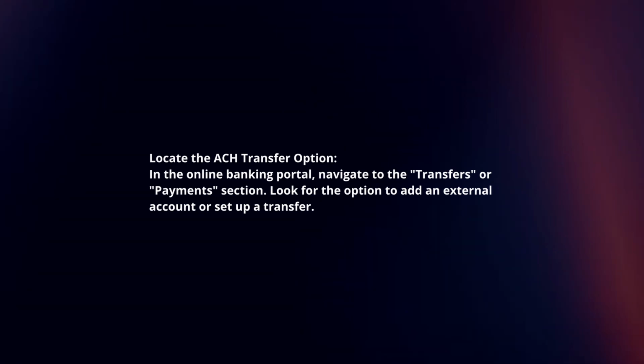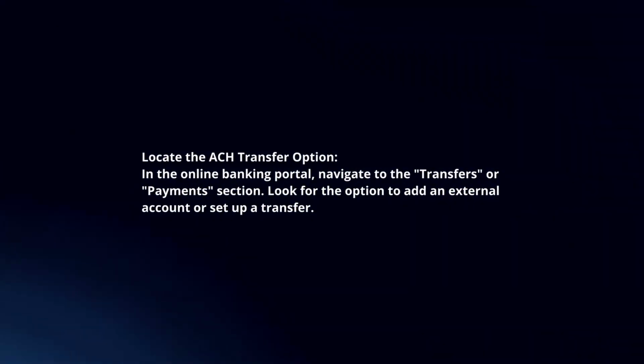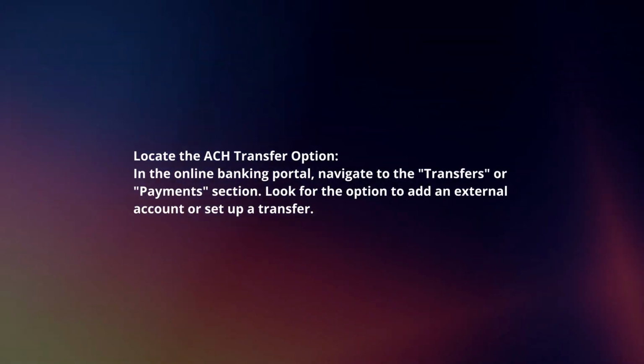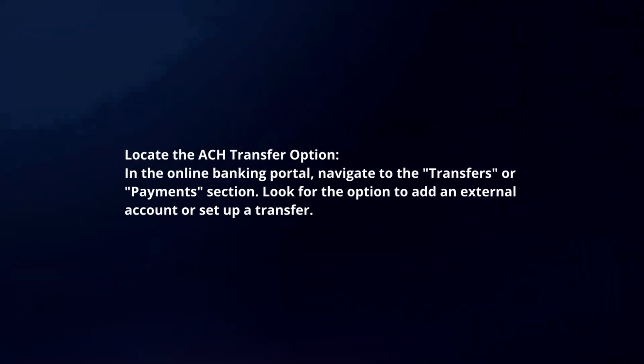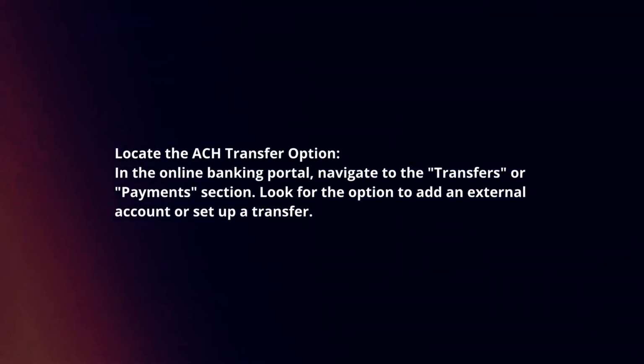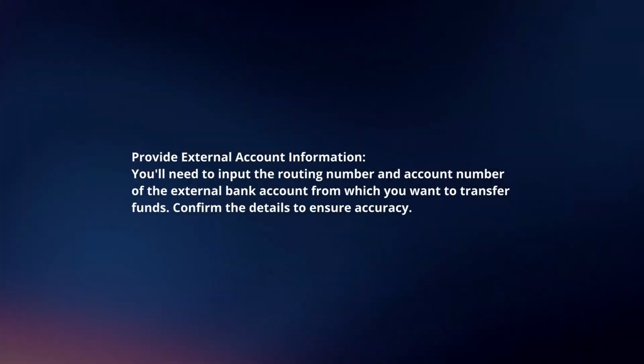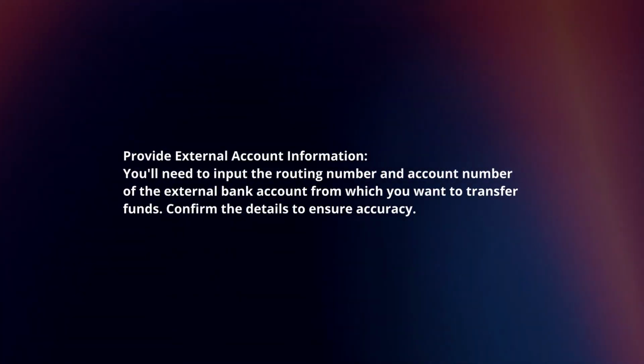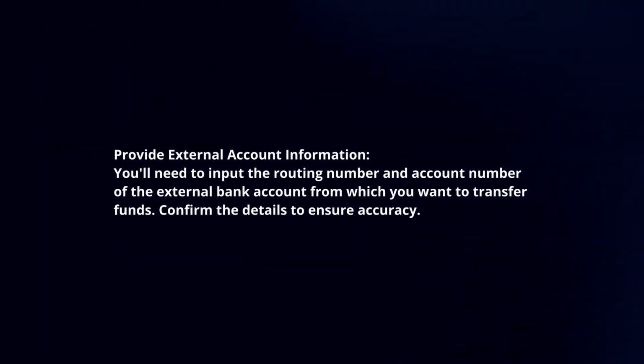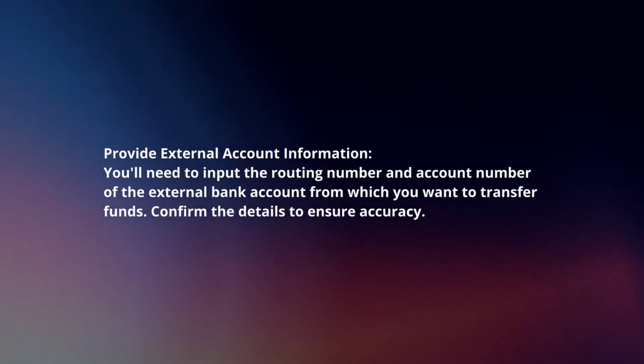Locate the ACH transfer option. In the online banking portal, navigate to the transfers or payments section. Look for the option to add an external account or set up a transfer. Provide external account information. You will need to input the routing number and account number of the external bank account from which you want to transfer funds. Confirm the details to ensure accuracy.